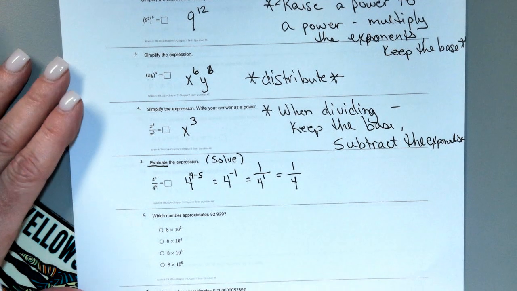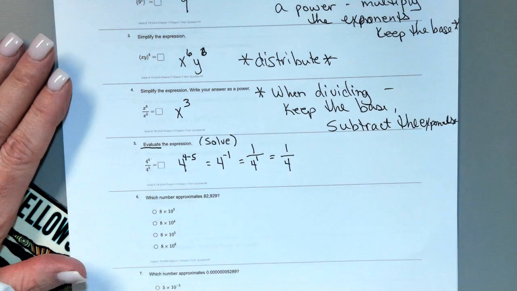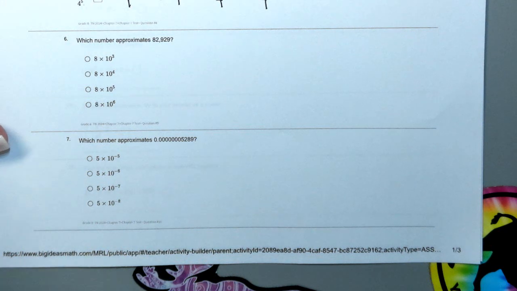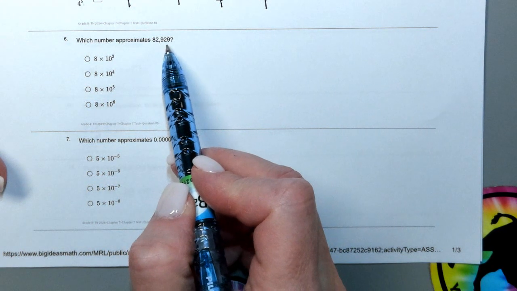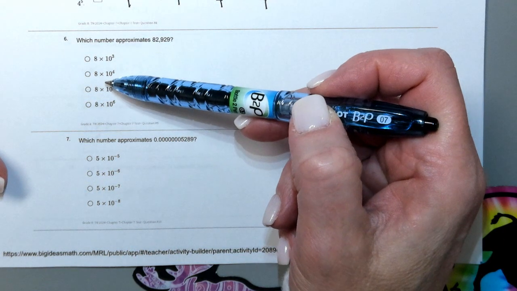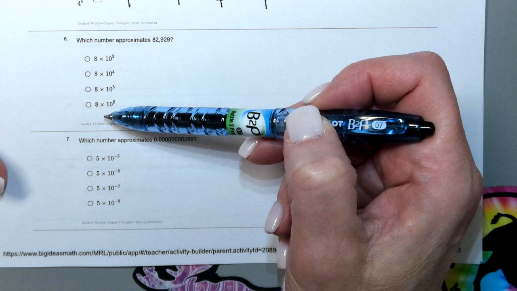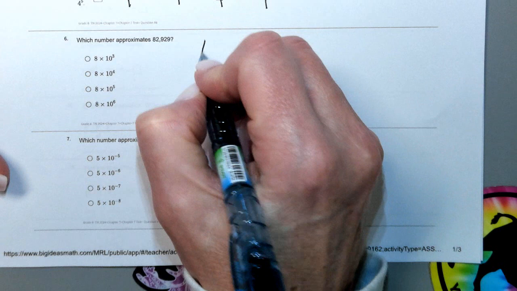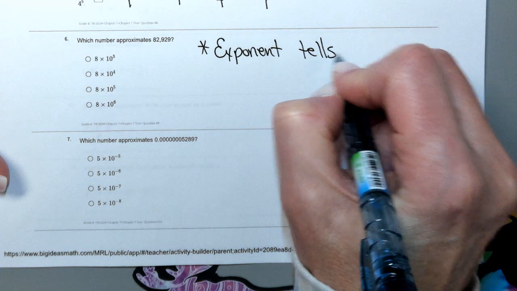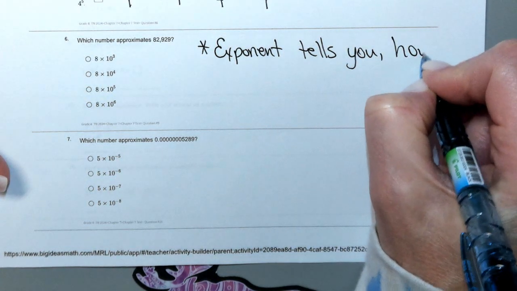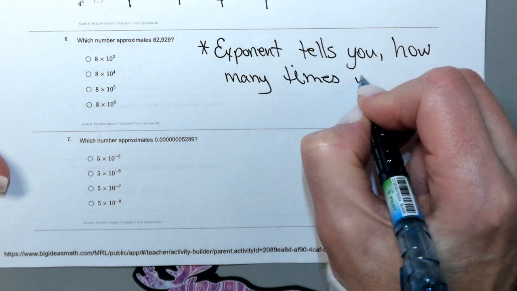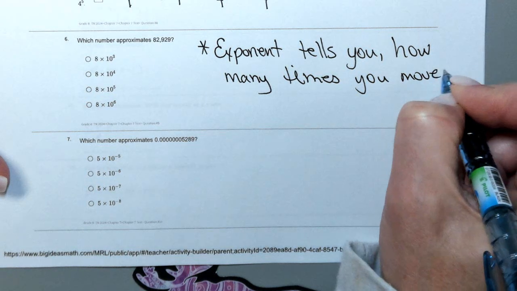Okay. All right, then number 6, we're changing to scientific notation. It says, which number approximates 82,929? Now, if you look at all your choices, they have the decimal right behind the 8, so they got that in the right spot, and the exponent tells you how many times you moved the decimal.